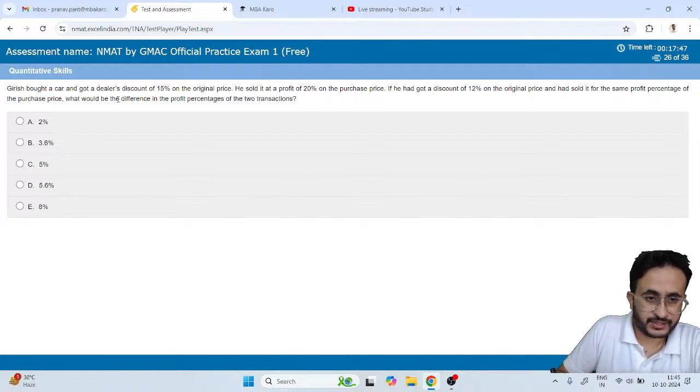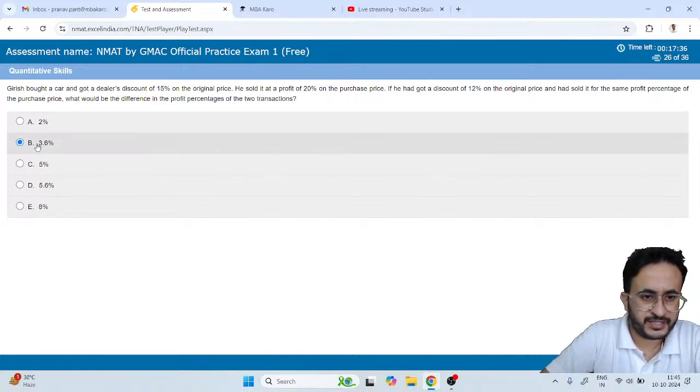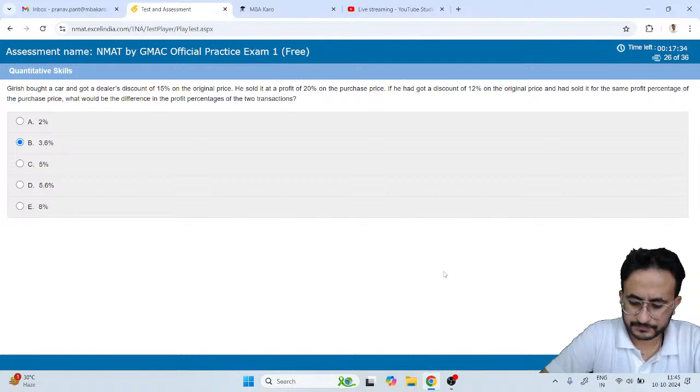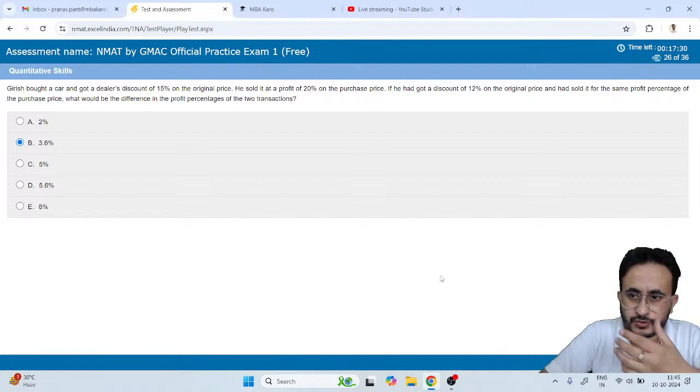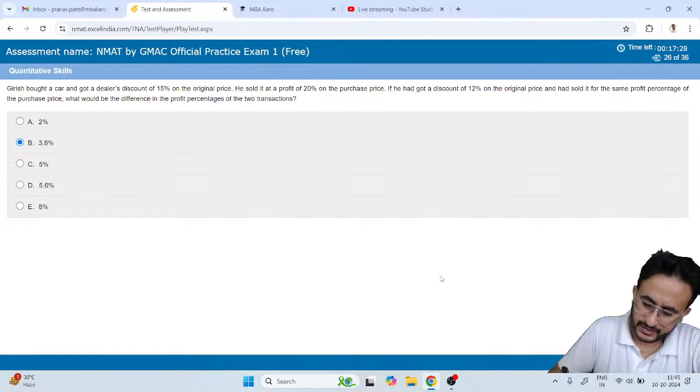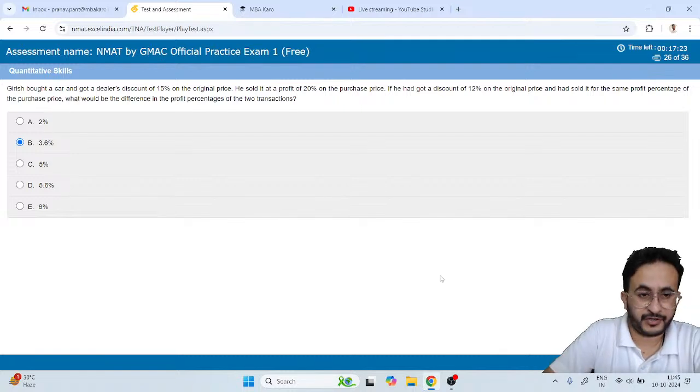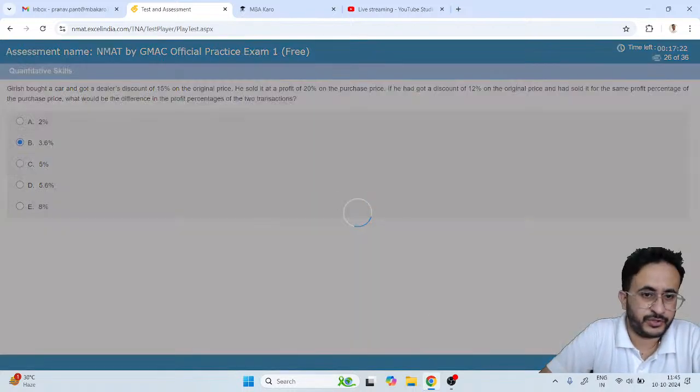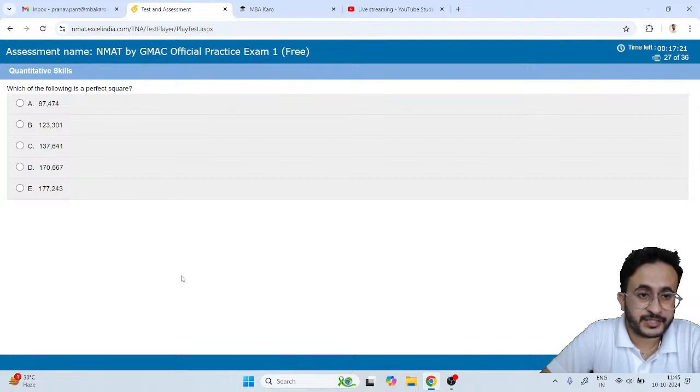Okay, so 20% of 3, because he's making 20% profit. So in one case he's getting it for 85 and in the other 88. The difference of 3, at 20%, is 3.6. So 3 is selling for 120%, so 3.6%. No need to calculate the percentage here.